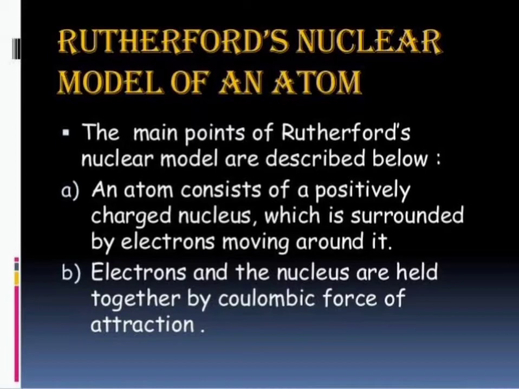Rutherford nuclear model of an atom. The main points of Rutherford's model, first of all: an atom consists of a positively charged nucleus which is surrounded by electrons moving around it. Second, the electrons and the nucleus are held together by Coulombic force of attraction.